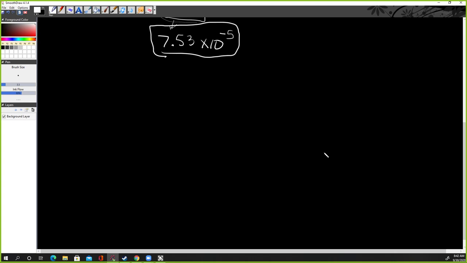All right, next step. How do we go from scientific notation to regular numbers, right? So like a regular value. So let's go with the scientific notation 3.24 times 10 to the, let's put 7th power.